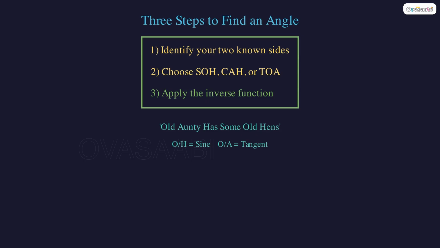To find an angle, follow 3 steps. Identify your two sides. Pick the right ratio. Apply the inverse function. Remember this phrase, old auntie has some old hens. O over H is sine. O over A is tangent.